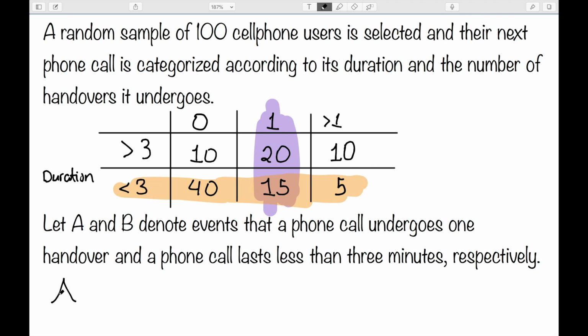I want to know how many calls belong to A union B. Well, in this case, I would just need to add up all of my shaded areas. 20 plus 40 plus 15 plus 5, which would be 80. So there are a total of 80 calls in A union B. What about in A intersect B? A intersect B would be what they have in common, what they share, the thing that's shaded both colors. In this case, 15.